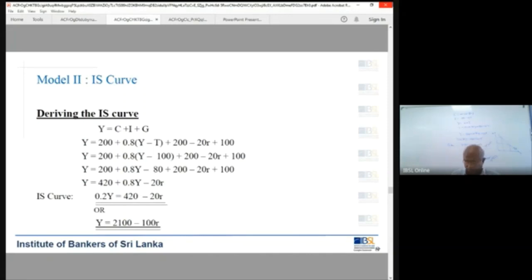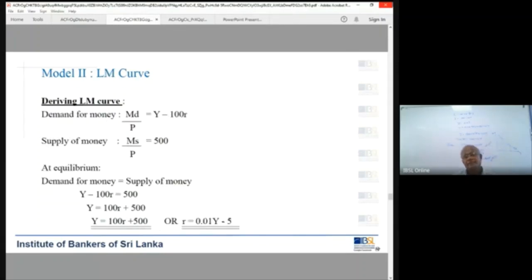Deriving the IS curve. Substitute into C plus I plus G: C is 200 plus 0.8 (Y minus T), investment is 200 minus 20R, and G is 100. Simplify. We derive the equation 0.2Y, because this is mathematics. I want you to go through every line, understand and derive the IS curve. Y equals 2100 minus 100R is the IS curve. There is a negative relationship between interest rate and income: a downward sloping curve.